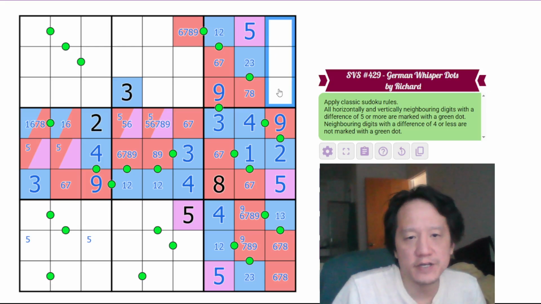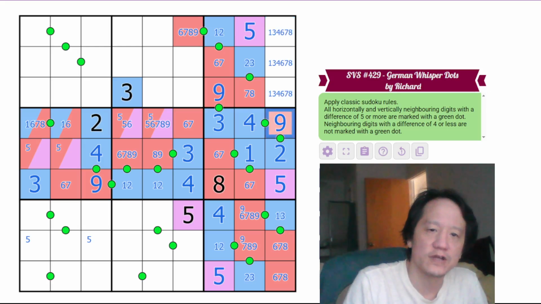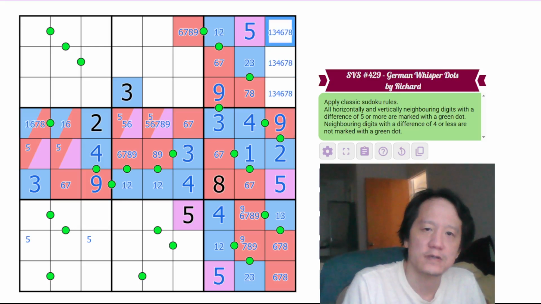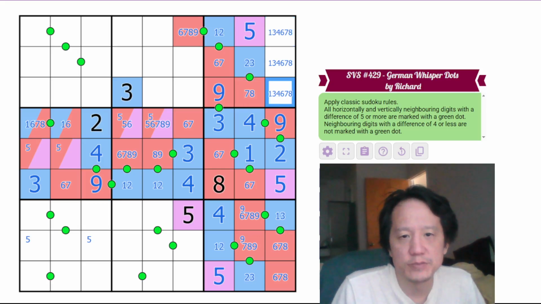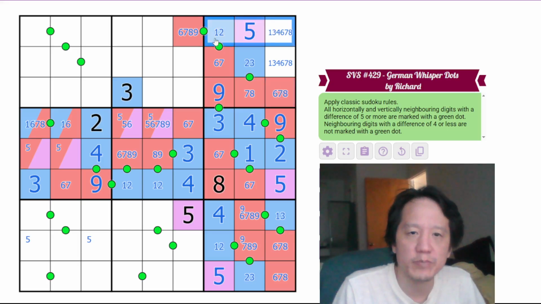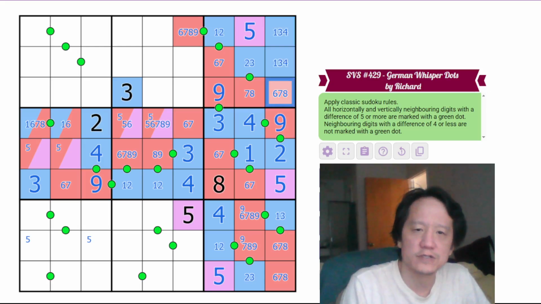Okay, what are the remaining digits in column 9? We have 1, 3, 4, 6, 7, 8. This cannot be a low digit because if it's 9, a low digit would have to have a green dot next to it. So this is high. We now have in box 3 4 highs, so the rest are not high. These are low. So this is 6, 7, or 8.